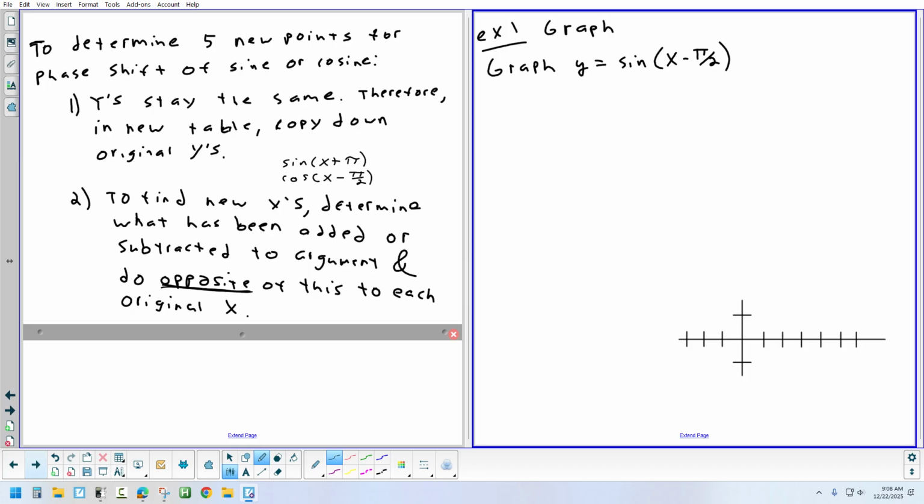All right, so we're subtracting inside parentheses, which means it is moving left or right. Which way is this graph going to move? Right, it's going to move right. Since it's moving right, which column from the original table stays the same? The y's. Can you remind me what the y values are in the original table I gave you? And make sure you look at the sine table.